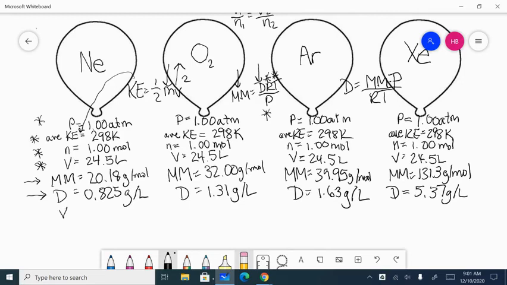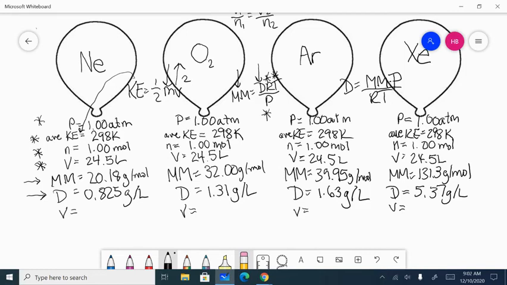So this is baby v. Don't make the mistake I just made. Little v is velocity. So that's the speed of the molecules. So the larger the mass, the slower the molecule moves in order to have the same amount of energy.